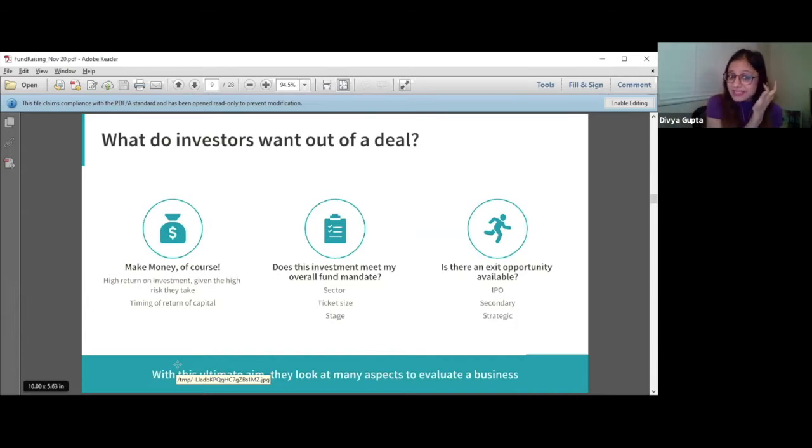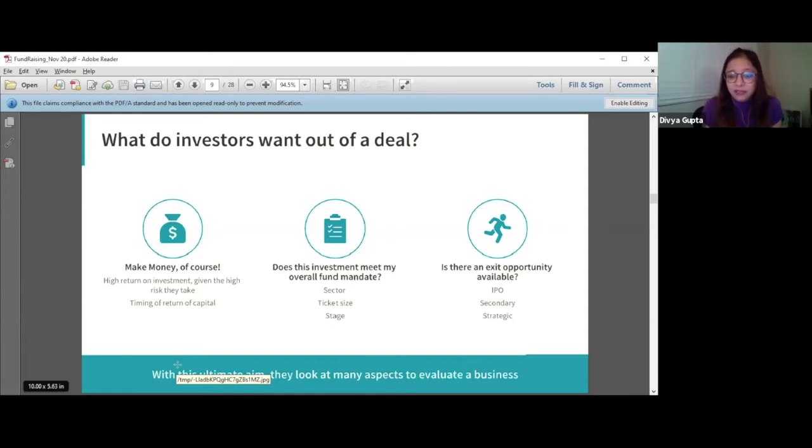As I said earlier, we get 1,000 deals every year, and a lot of them come to us which have major mismatches on sector, ticket size, or stage. So basically, there's a lot of time spent on things which don't even meet our broad criteria. And from a founder's point of view also, instead of going to 200 different people, it makes a lot of sense to go to 50 right people, and have the right conversations with them. So it's important that you do your homework on the funds before you go to market.